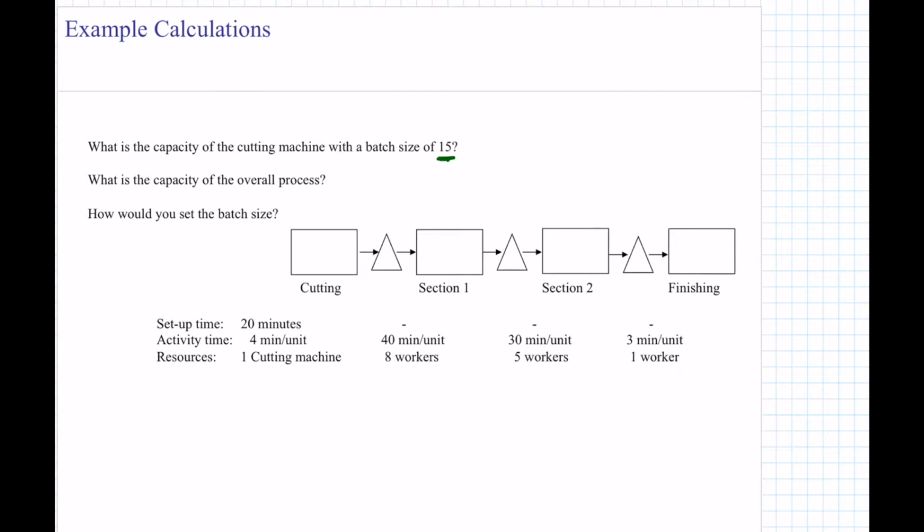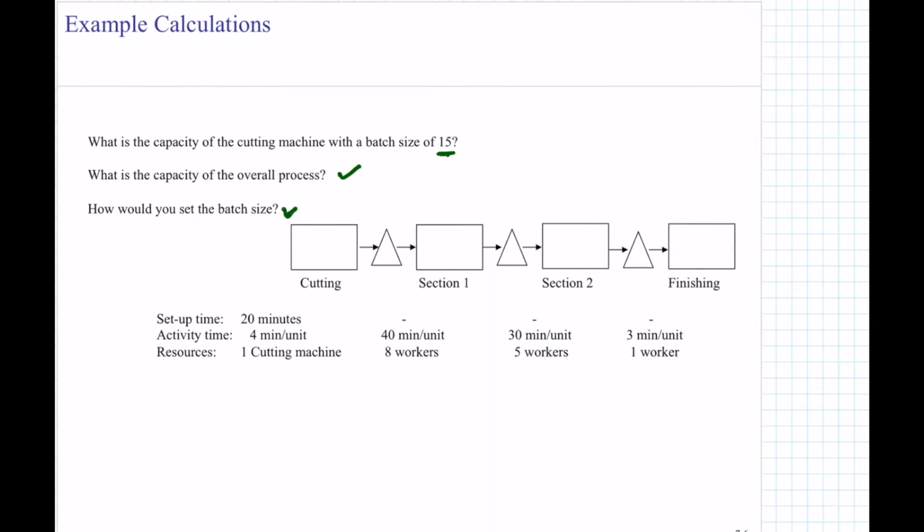Let's look at one example where for the cutting machine we have been given the batch size of 15 and we want to find out what is the capacity of the overall process and also how would you set the batch size. So what is the ideal batch size given this data? So we can make use of the formula given earlier for calculating capacity for each process.